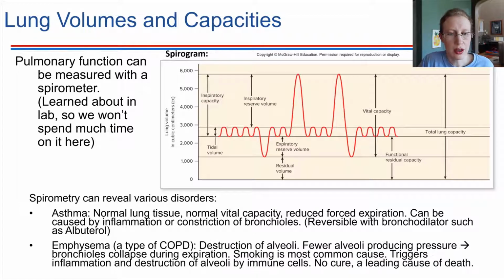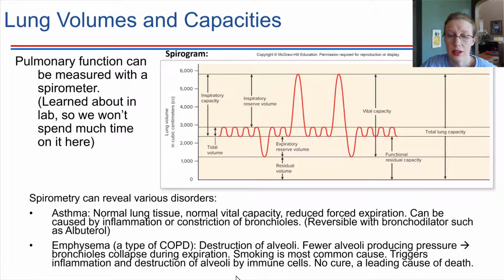Another disorder that can be observed based on spirometry is emphysema. This is a type of chronic obstructive pulmonary disease, and emphysema is most commonly caused by smoking. And what takes place with emphysema is the alveoli are actually being destroyed over time. So fewer alveoli means less pressure up to the bronchioles, and that means that the bronchioles are more likely to collapse during expiration when we breathe out. So this can lead to inflammation and also destruction of the alveoli by our own immune cells.